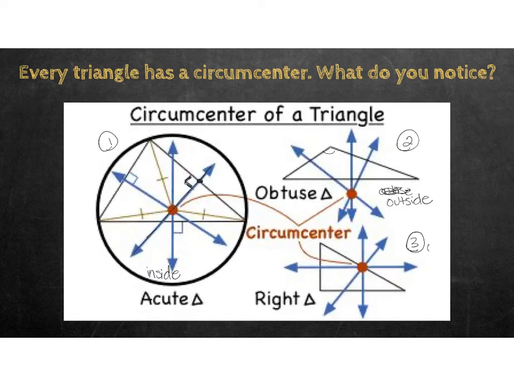This is on my triangle, and it's not on my right triangle just anywhere. It's on the midpoint of the hypotenuse of my right triangle. So this red dot is the center of a circle that would circumscribe my triangle.